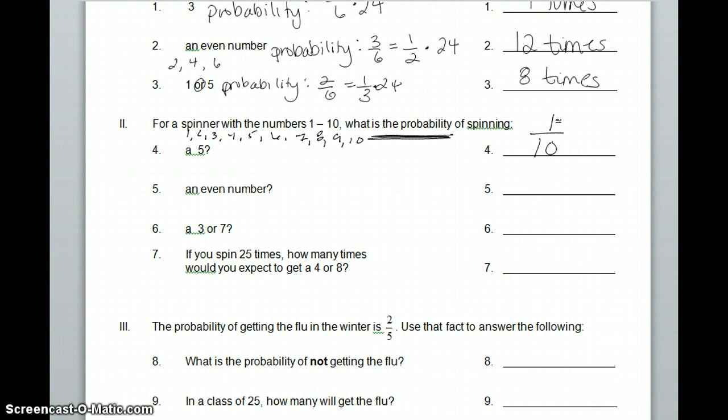An even number. Well, for an even number, we have 2, 4, 6, 8, and 10. So how many chances do we have to be successful? Hopefully you would say the answer is 5. Total number of outcomes is 10. We always reduce probability, so it's 1/2. So basically you have a 50% chance of spinning an even number on a spinner with 1 through 10. What about a 3 or a 7? Well, here's a 3, here's a 7. So 2 chances to be successful out of 10. Reduce, you get 1/5.